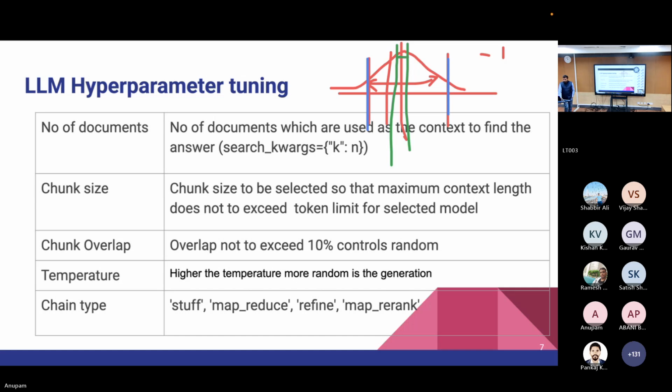So if your temperature is high, then you will end up picking words which have lower probability, along with words which have high probability. But if your temperature is low, close to 0, then you will pick only words which have very high probability. So that is a term which is very specific to the language model.